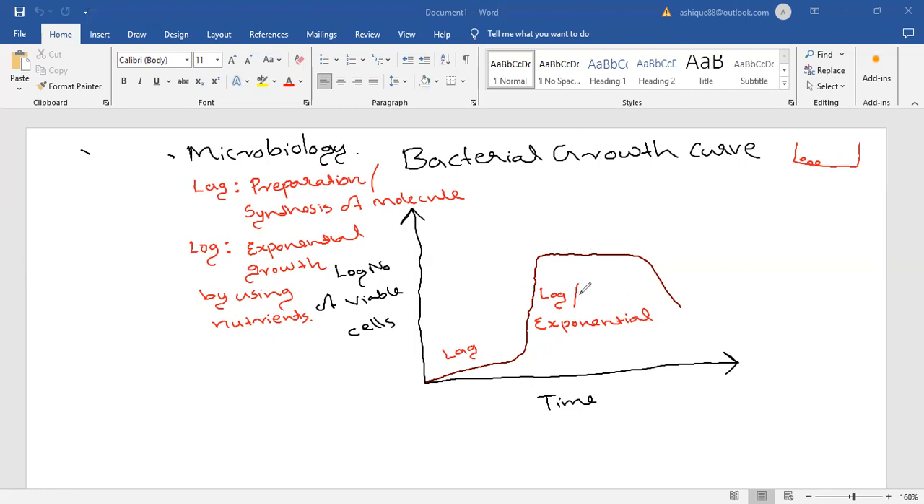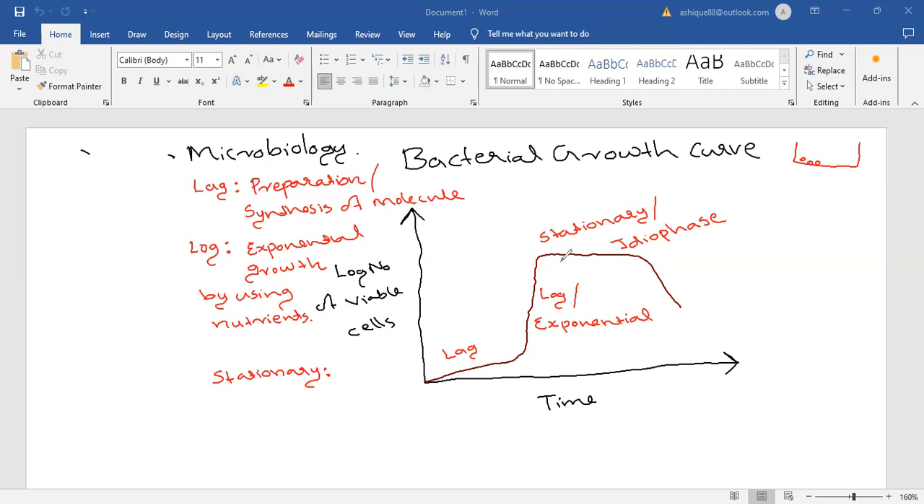So what is happening after the log or exponential phase? The next phase is known as the stationary phase, or it is also known as the idiophase. What is happening during the stationary phase or idiophase? During the stationary phase, there will be depletion of nutrients.